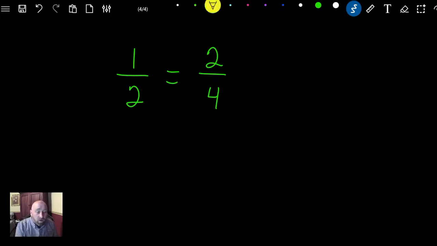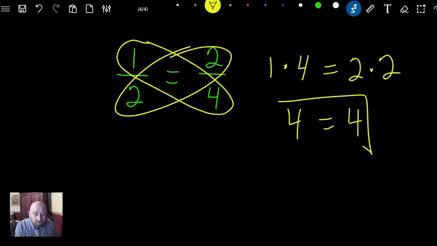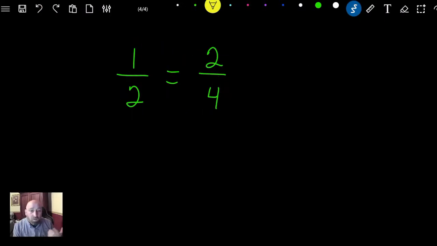Well, hopefully you remember this: the extremes equal the means. So that's how you check a proportion. 1 times 4 equals 2 times 2. 1 times 4 is 4. 2 times 2 is 4. When these two things are equal to each other, that means that the fractions are definitely equal to each other, so you do have a proportion. In a proportion, the means always equal the extremes when you multiply them.